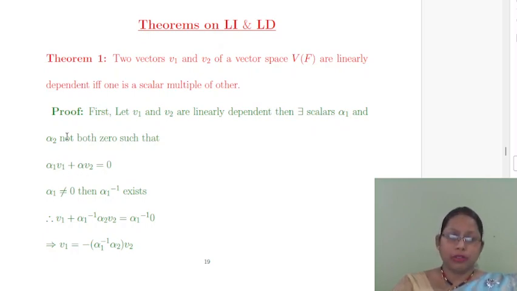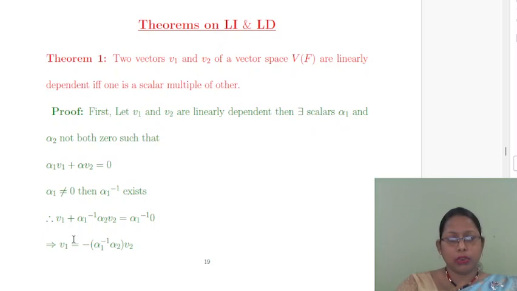Next, as not all alpha i's are 0, we consider alpha 1 is not equal to 0. As alpha 1 is a field element, the inverse exists. Whenever alpha 1 is not 0, alpha 1 inverse exists. Multiplying this equation by alpha 1 inverse, I am getting this one. Here it is unity: alpha 1 inverse into alpha 1 is unity. Here this is 0 by the properties of vector space. So v1 plus this term is equal to 0, which can be written as v1 is equal to minus of this term.